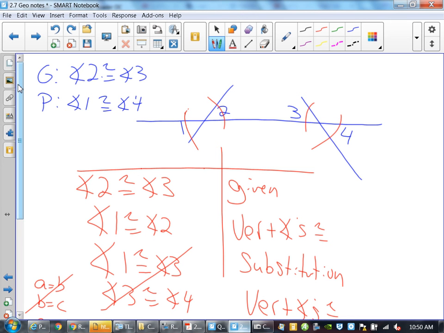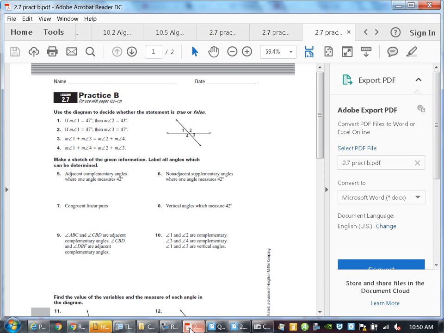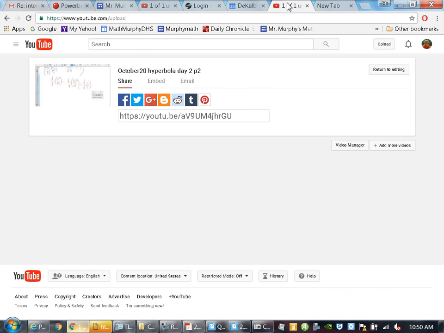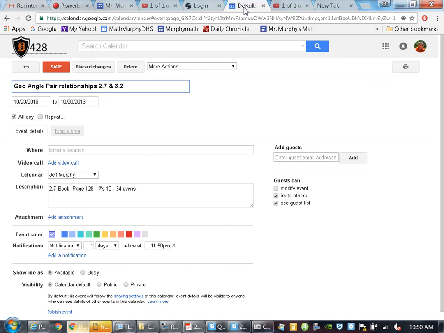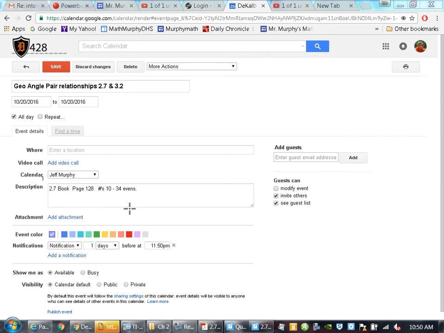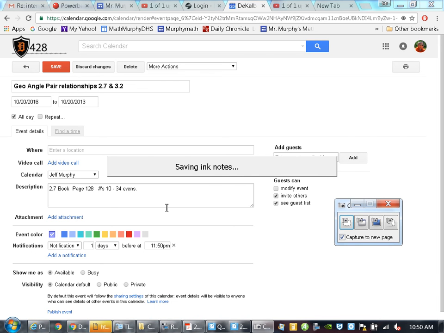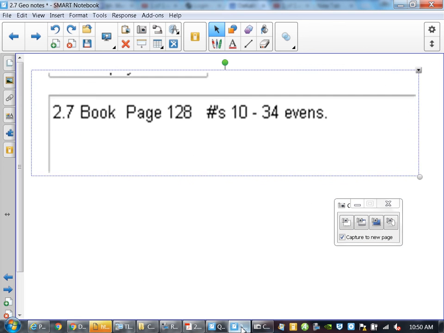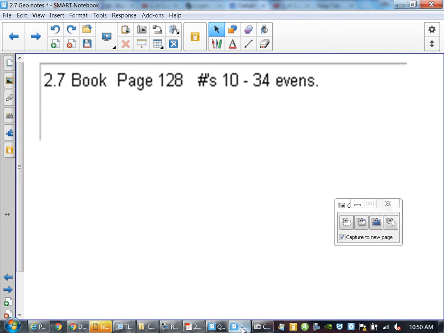Homework's already on the calendar. I only have a couple of problems. It's just pretty much algebra problems. You guys should be able to fly right through it. It's in the book on page 128. I think it's like 16 of them. They're really, really fast. Okay?